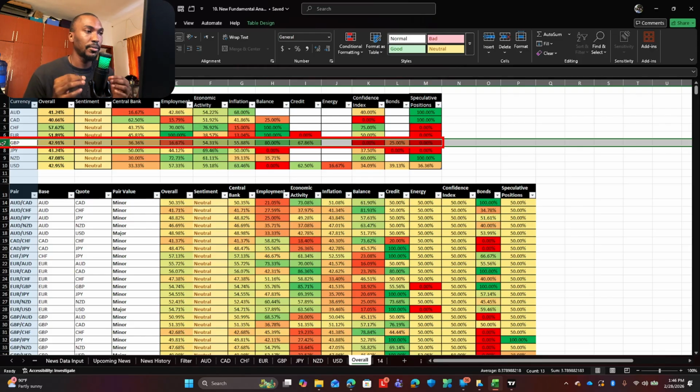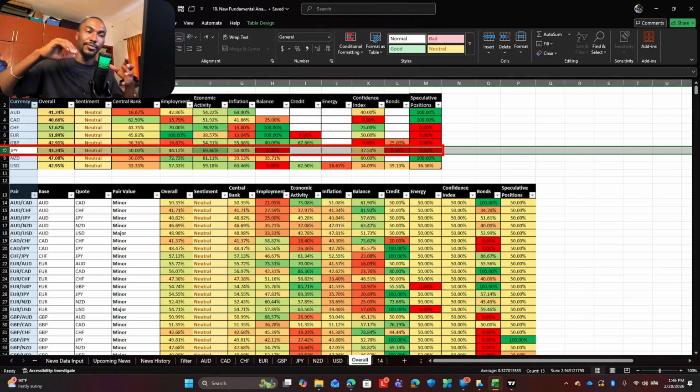Same thing with their inflation. They have quite a good inflation stance, and their balance sheets are really good. They have really good credit. They even have a slightly bad bond, but again, consumer confidence is dead, really dead.